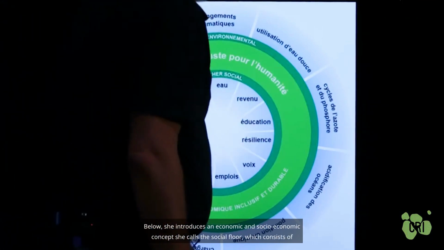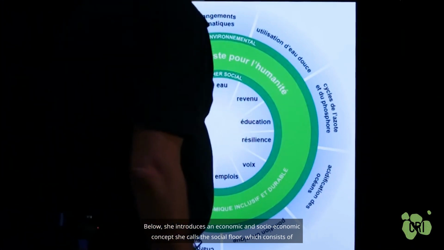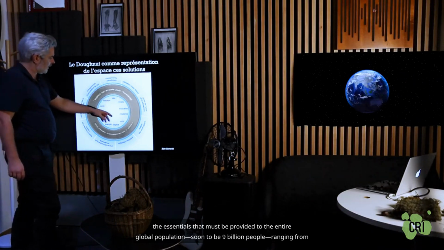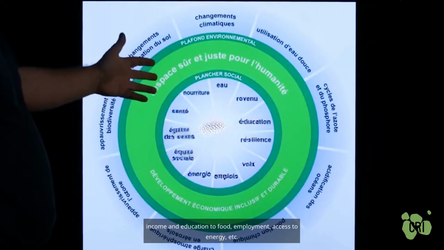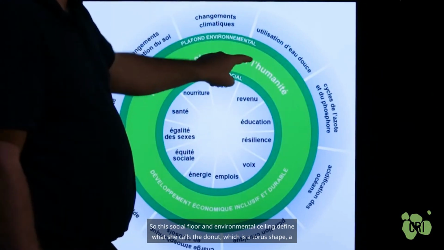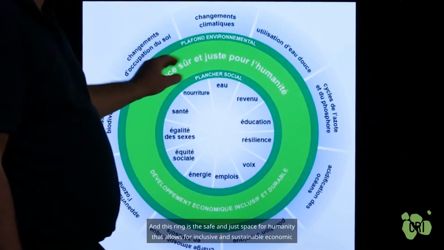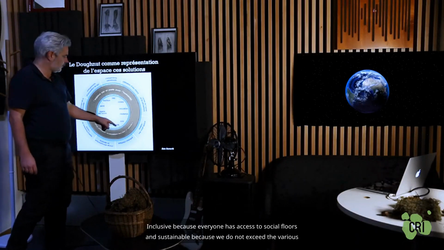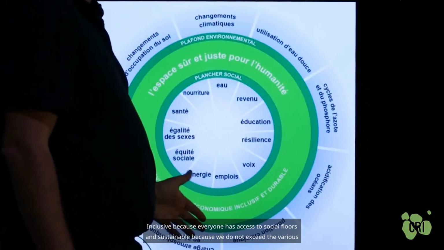Below, she introduces an economic and socio-economic concept she calls the social floor, which consists of the essentials that must be provided to the entire global population, soon to be 9 billion people, ranging from income and education to food, employment, access to energy, etc. So this social floor and environmental ceiling define what she calls the donut, which is a torus shape, a ring, and this ring is the safe and just space for humanity that allows for inclusive and sustainable economic development. Inclusive because everyone has access to social floors, and sustainable because we do not exceed the various limits of the environmental ceiling.